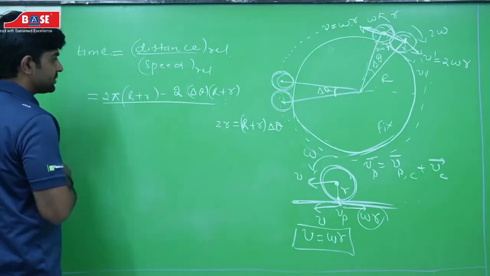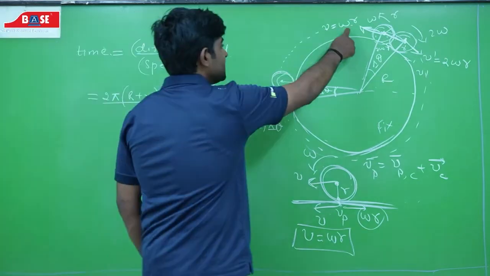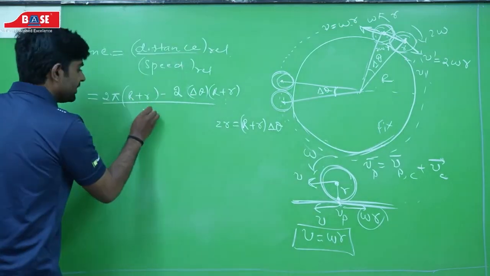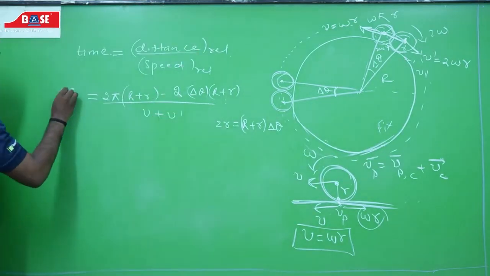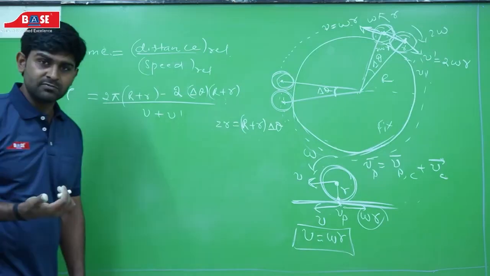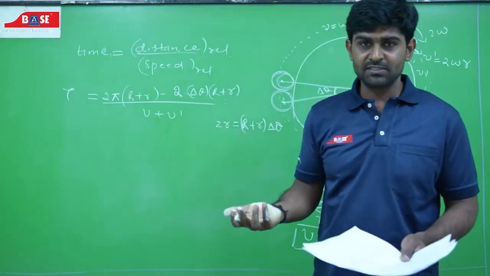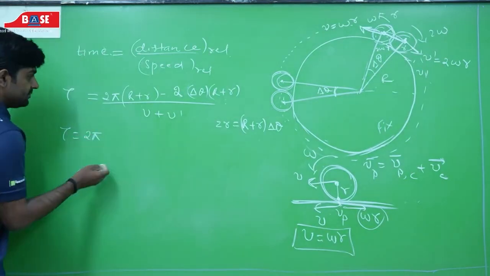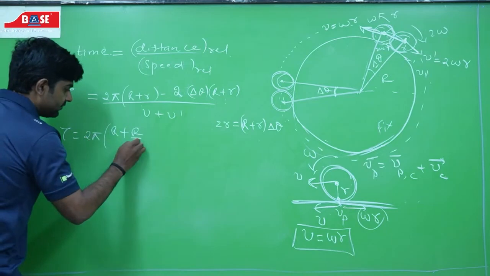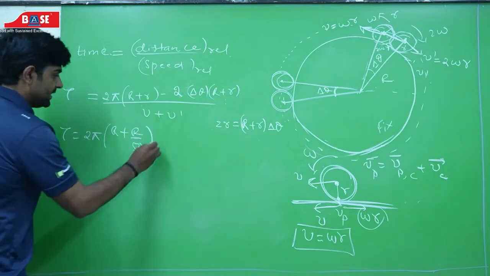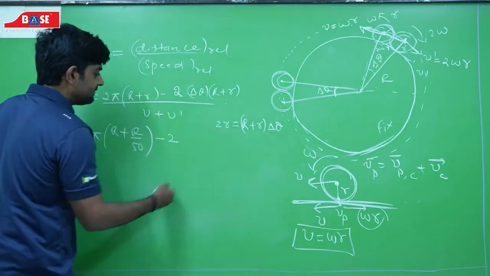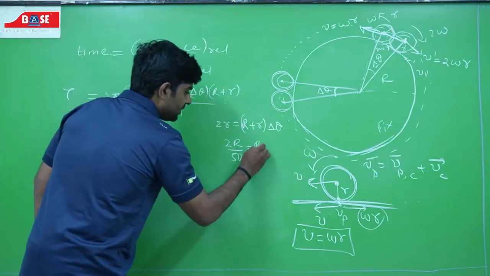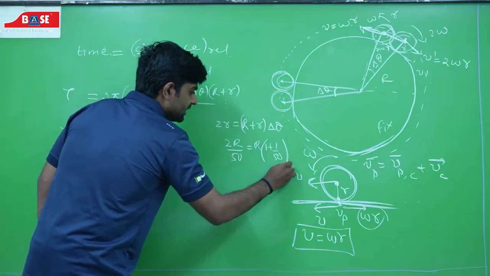So we got effective relative separation divided by effective speed. This is moving this way, this is moving the opposite way, so the speeds get added up. We can write it as v plus v dash. That's the time taken. All we have to do now is just solve this mathematics. Nothing much. So we can write tau equals 2 pi times r plus r by 50, which they have given, minus 2 times delta theta. Delta theta we can write, substituting here, as r by 50 and r times 1 plus 1 by 50 times delta theta.